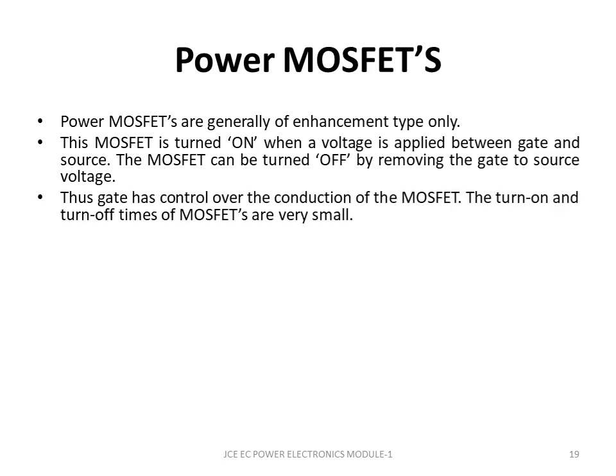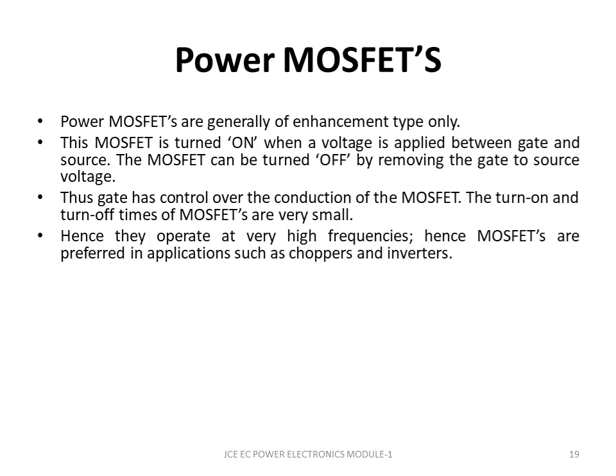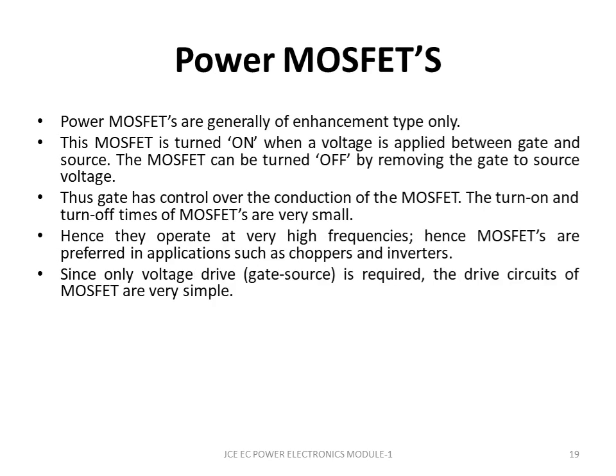So it is as simple as a transistor, except it is voltage operated. Thus a gate has control over the conduction of the MOSFET. The turn on and turn off times of MOSFETs are very small. Hence they operate at very high frequencies. Hence MOSFETs are preferred in applications such as choppers and inverters. So as compared to BJT, you can use MOSFETs for higher frequency applications.